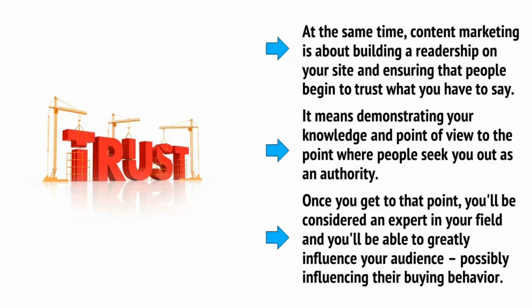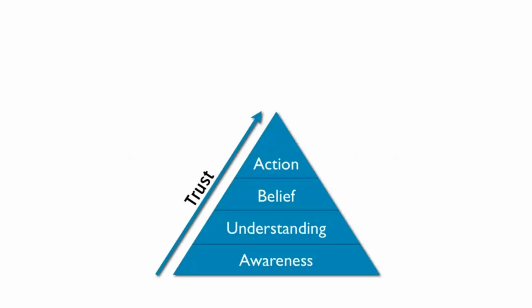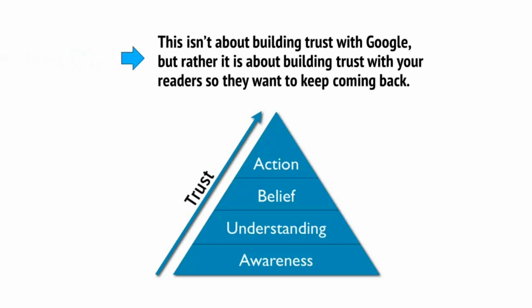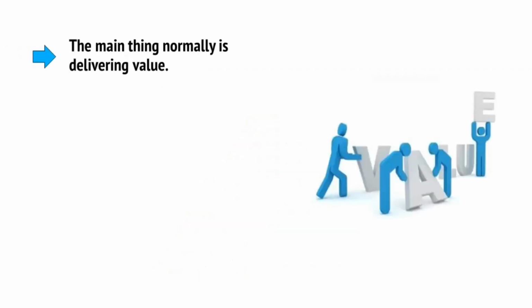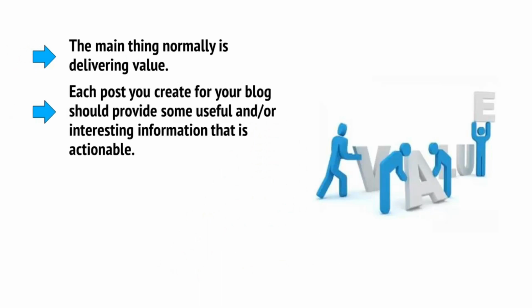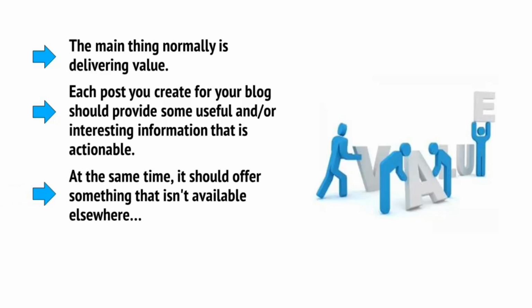So, how do you get to this point? Well, the key is to think about the sites and blogs that have influenced you over the years and the ones you read regularly. This isn't about building trust with Google, but rather it's about building trust with your readers so they want to keep coming back. The main thing normally is delivering value. Each post you create for your blog should provide some useful and/or interesting information that is actionable. At the same time, it should offer something that isn't available elsewhere and it should be in depth and comprehensive.